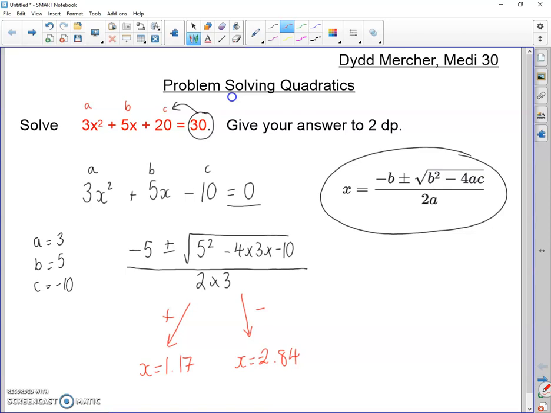When we get to problem solving ones, that will change slightly. So make sure you've got that in your book and an explanation of where the plus 30 went. Okay, let's have a look at the next one when you're ready.